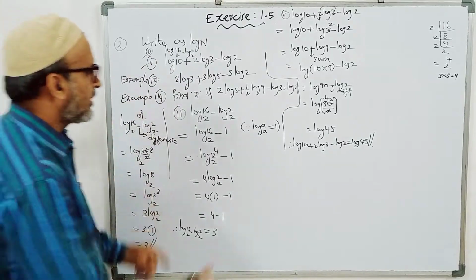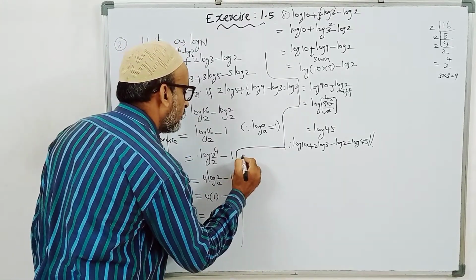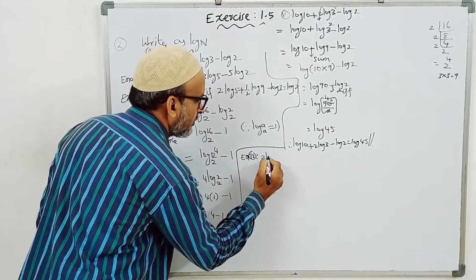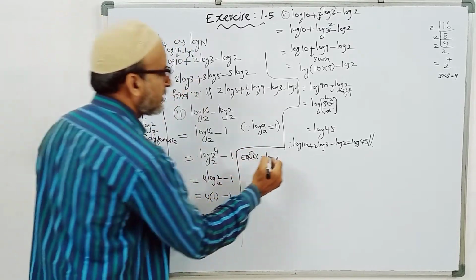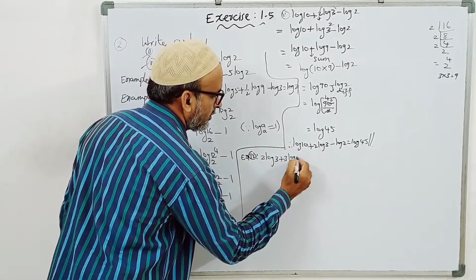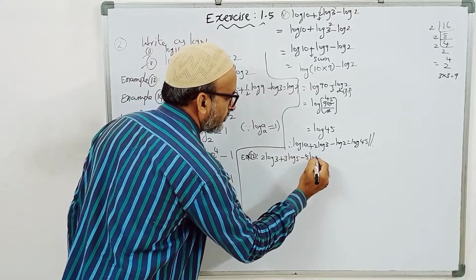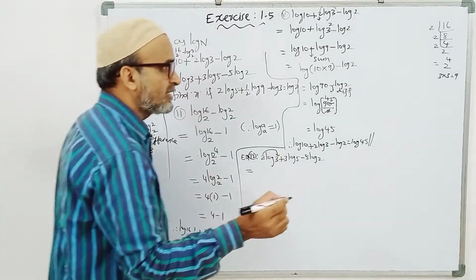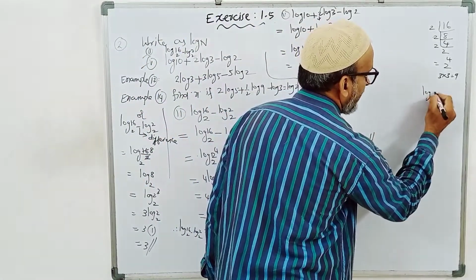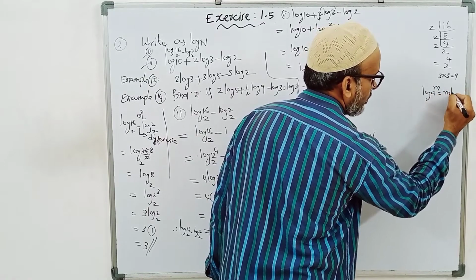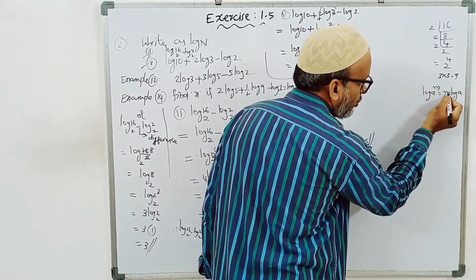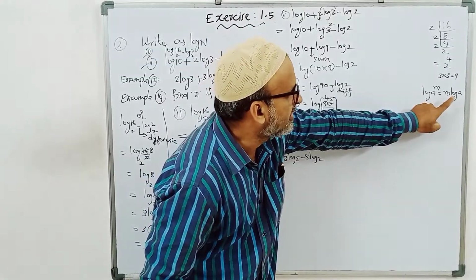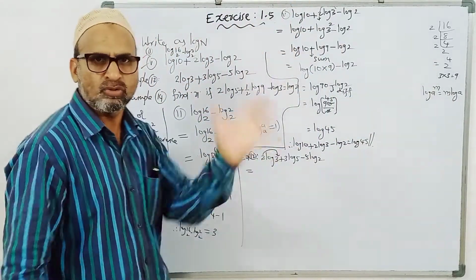Next, example number 12: 2 logarithm of 3 plus 3 logarithm of 5 minus 5 logarithm of 2 is equal to. The coefficient will go to the degree. The formula is logarithm of a to the power of m is equal to m log a. Degree will go to coefficient, coefficient will go to degree. If I ask this question, you should say this answer, on both sides, that is an identity.